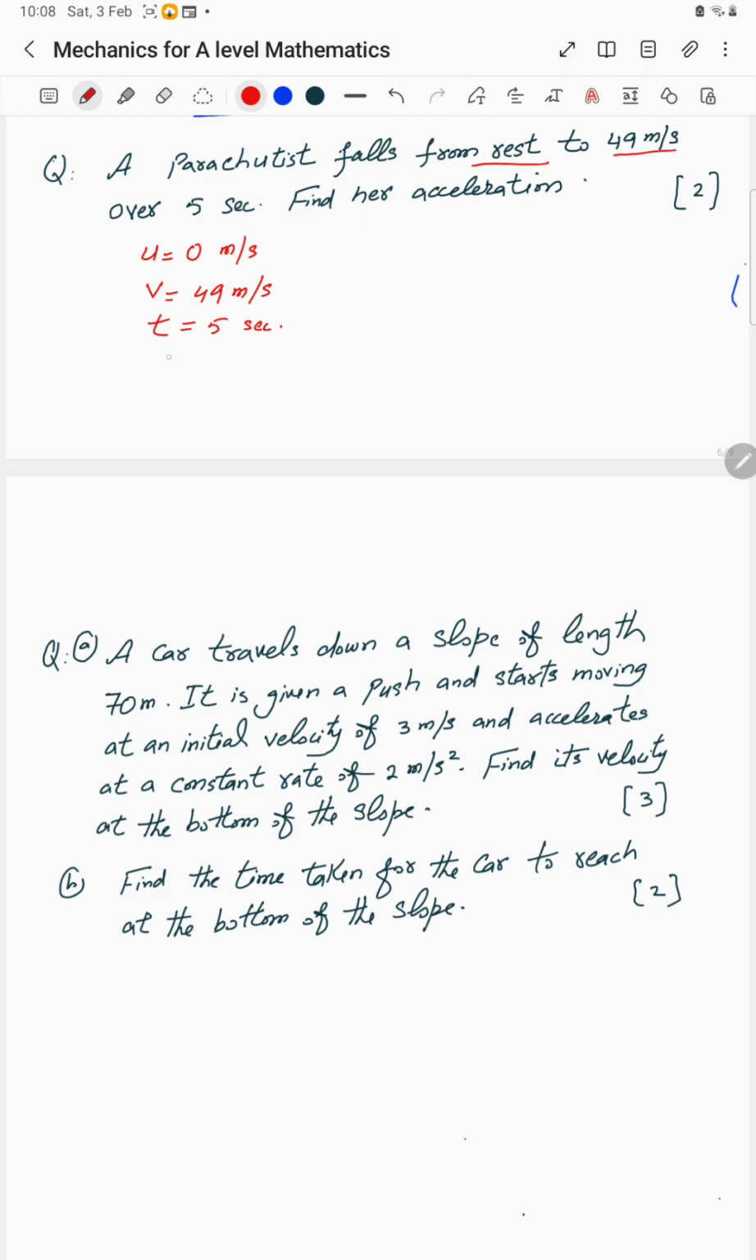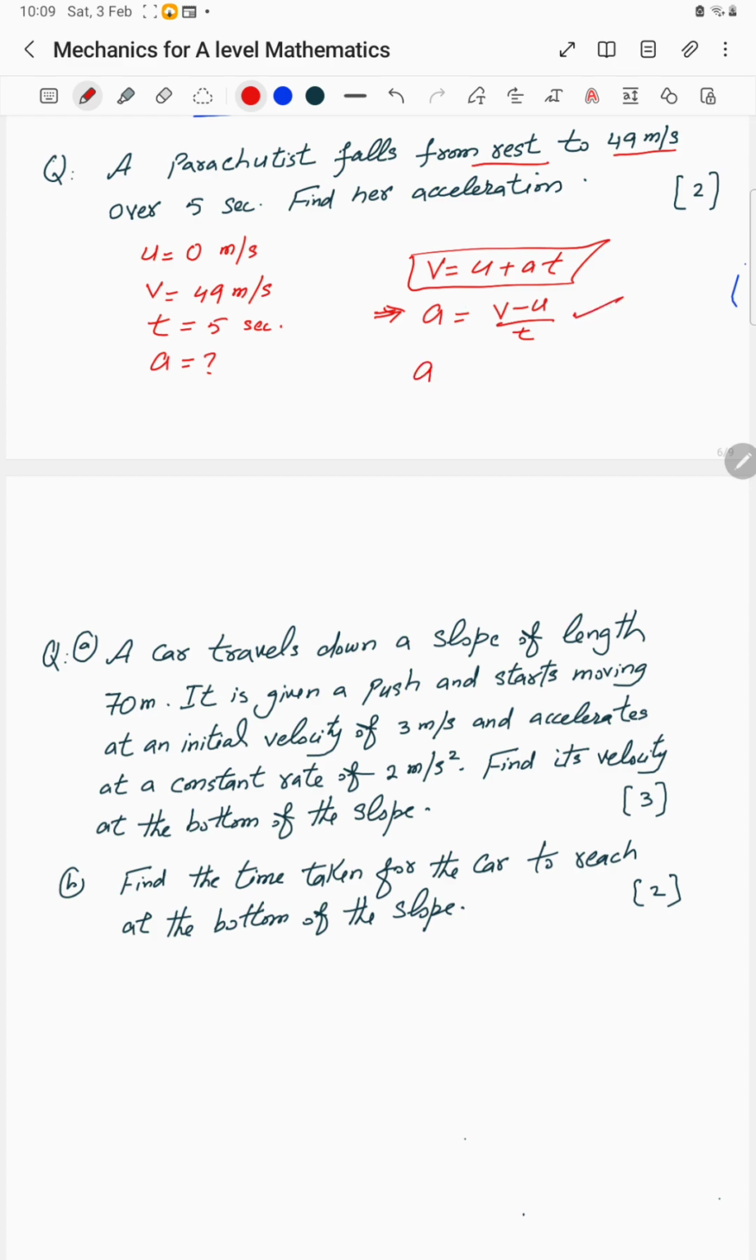Find her acceleration. So we need to find the acceleration here. It's a simple case, just applying Newton's equation of motion, v is equal to u plus at. We know that acceleration is the rate of change in velocity. So if you simplify this to make the variable the subject of the formula, you will get the same formula.